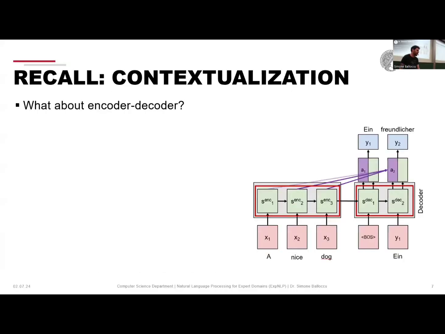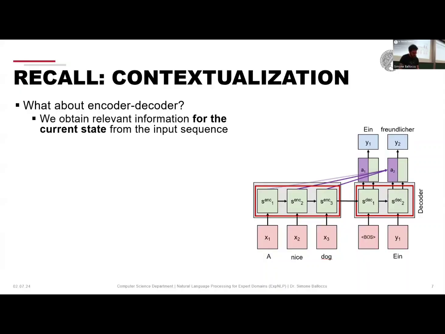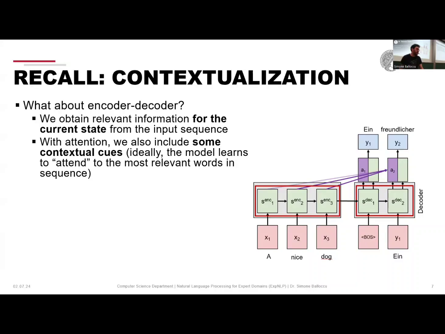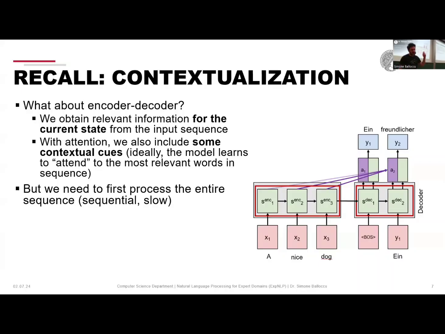So what about encoder-decoder? Well, we obtain relevant information from the current state. So for example, when we have this state of the decoder, we can check all the states of the encoder to obtain this attention vector, and we concatenate it or weight it somehow. So it's cool. We also obtain some contextual cues, because if we train over the attention, it's going to give a heavier weight to the words which are important in the context. So that's nice. But again, it's sequential. So we need to process first the whole input, and then for each decoder state, look at all of them.